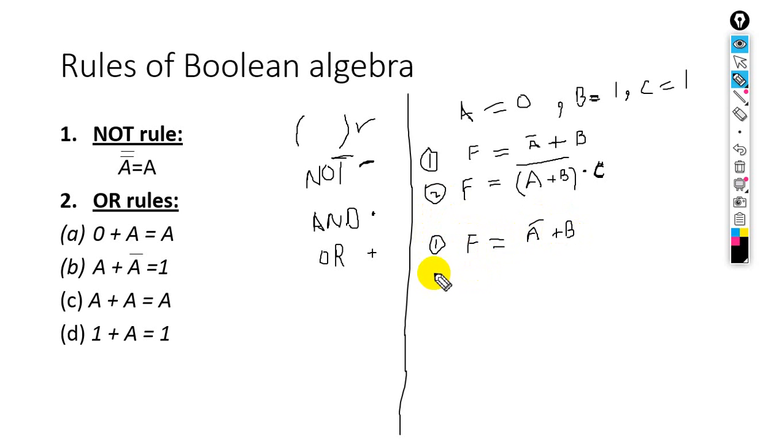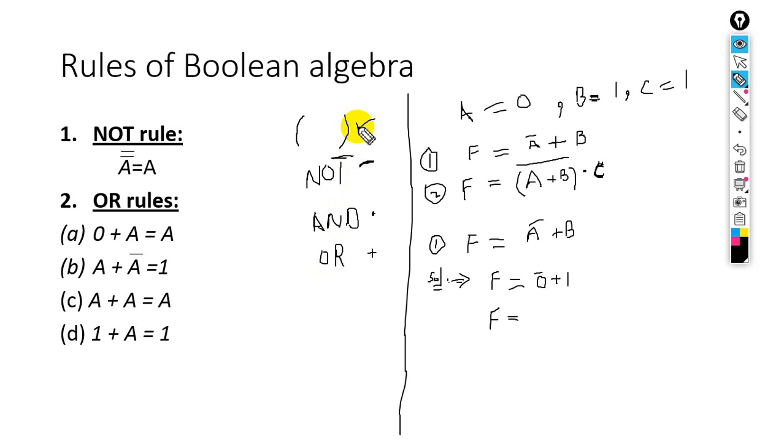First of all, I will put the values in the solution. For example, f is equal to, what is the value of a? The value of a is 0, and here we have bar on 0, then the OR operation. Then what is the value of b? The value of b is 1. So we should solve first the bracket, then the not operation, then the and operation, then the or operation.